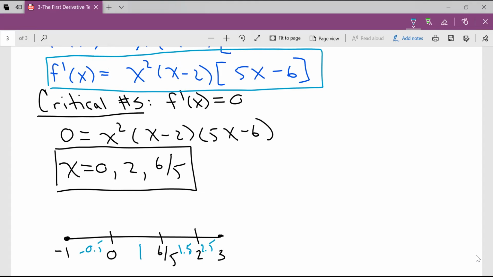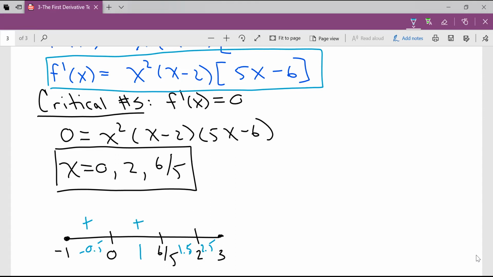Okay, so I sub in -0.5. The first term is always going to be positive, so I don't even have to worry about that first x squared. So -0.5, I'll get a negative right there. And then I'll get a negative in the second bracket. So that's going to end up being a positive value. Then I'm going to sub in 1. So again, 1 squared, 1 minus 2, that's a negative. And then on the last bracket, 5 minus 6, well, that would be negative. So I'm going to get a negative times a negative, which is a positive again.